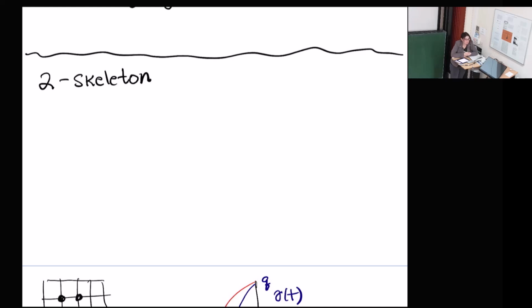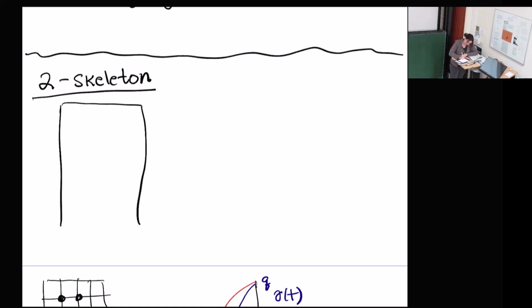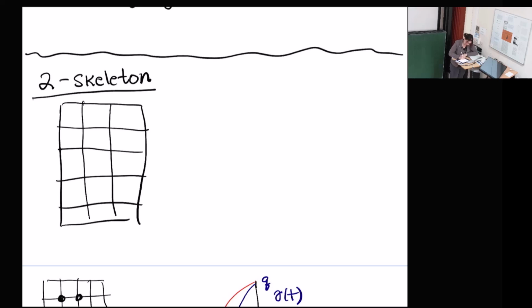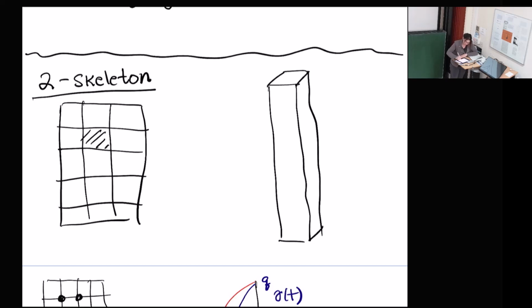So when I go to the two skeleton, I do the following. So I look at each little square. And this little square, again, corresponds to the following strip on a manifold. It's a two-parameter family of potentially long strips. But all those long strips are very close to each other.